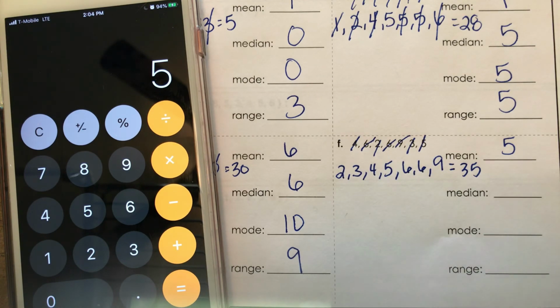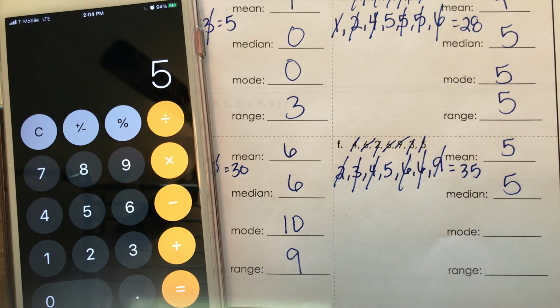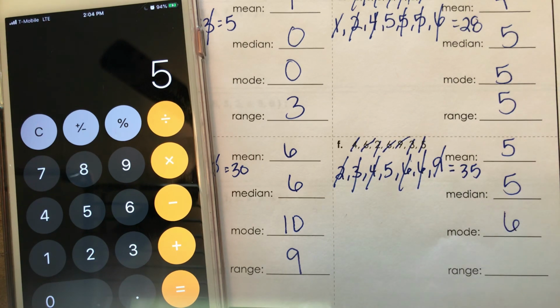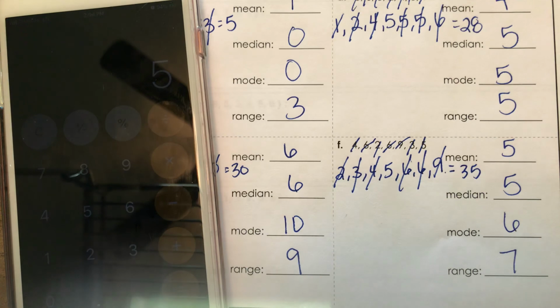All right, median, number in the middle. Cross left and right, left and right, left and right. And 5 is in the middle. All right, mode, looking for a number that repeats itself. And 6 is it this time. And range, we take our biggest number 9 minus our smallest number 2. 9 minus 2, 7. All right, that's it for Monday.